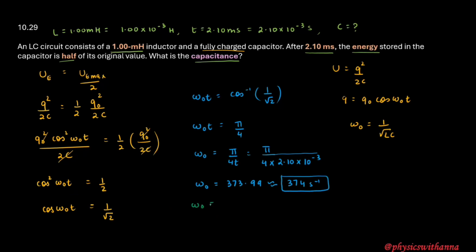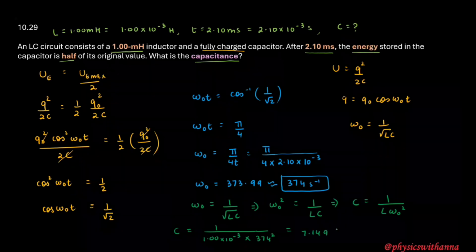Then we can write omega naught to be equal to 1 over root LC. We need to find C, so let's take square on both sides. We get omega naught squared equals 1 over L times C. That gives you C to be equal to 1 over L omega naught squared. Now let's substitute. C will be 1 over L is 1 millihenry and omega naught is 374 squared. That gives you the value of C to be equal to 7.149 times 10 to the power negative 3, or you can write this as 7.15 millifarad.